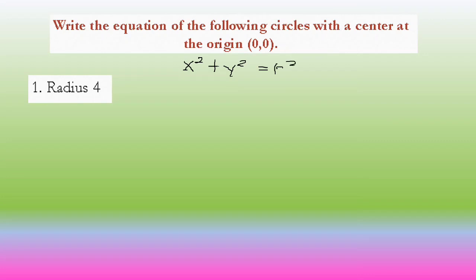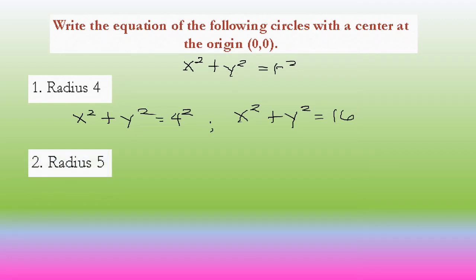So given that the radius is equal to 4, we have come up with the equation of the circle, which is x raised to 2 plus y raised to 2 is equal to 4 raised to the power of 2. And by that, the equation now would be x raised to 2 plus y raised to 2 is equal to 16.